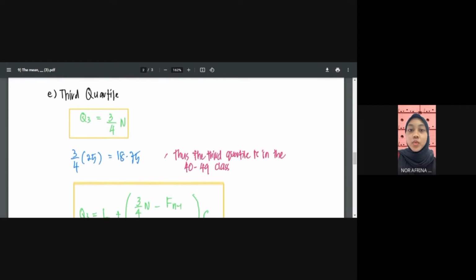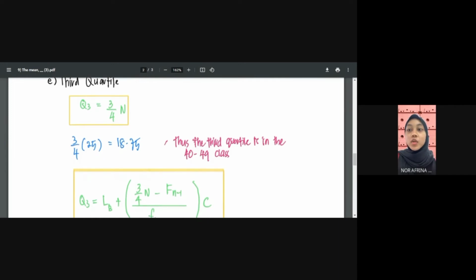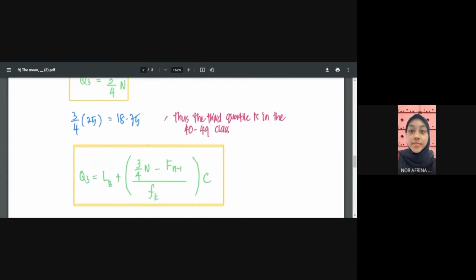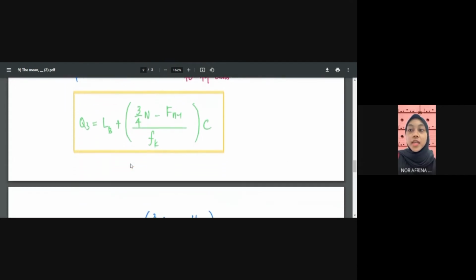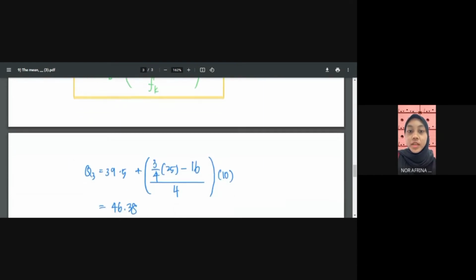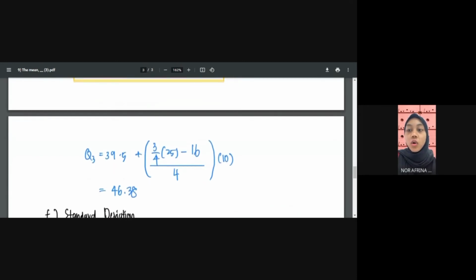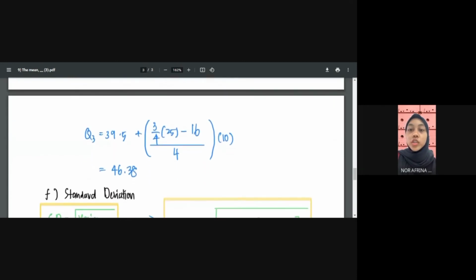For question E, we have to find the third quartile. The third quartile is 3 over 4 n. Thus the third quartile is in the 40 to 49 class. Q3 equals the lower boundary of the class plus 3 over 4 n minus the cumulative frequency before the Q3 class over the frequency of the class, multiplied by the class width. So 39.5 plus 3 over 4 multiplied by 25 minus 16 over 4 multiplied by 10. So Q3 is equal to 6.38.